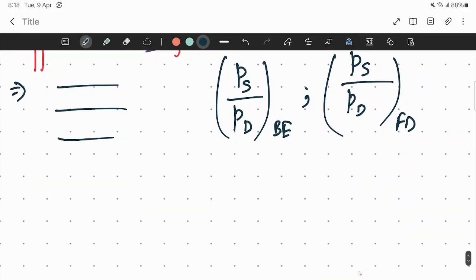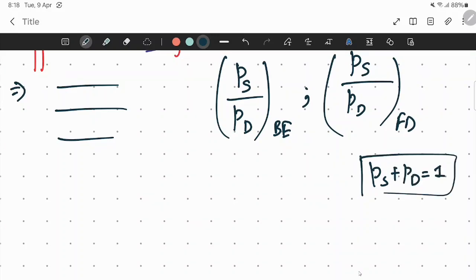One thing also you have to keep in mind that PS plus PD should be equal to 1, because that is the total probability.